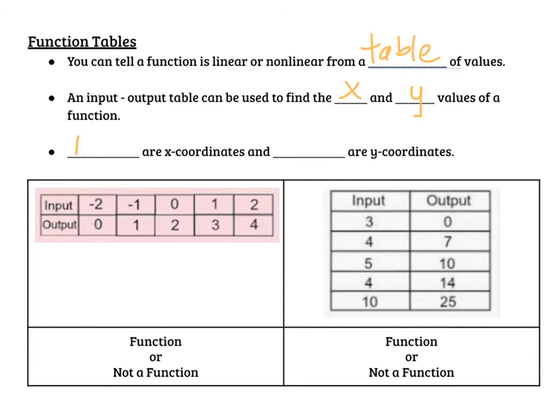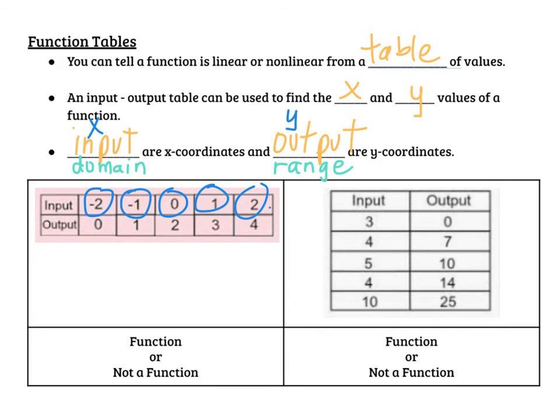Again, those words, the input are the x coordinates and the output are the y coordinates. And let's also put in the words domain and range right underneath those. So we have to get used to all those names. The x is the input or the domain, and the y is the output or the range. Okay, so again, every input has to have exactly one output. So when we look at the inputs, these all have to be different. And it looks like they are. So this is a function.